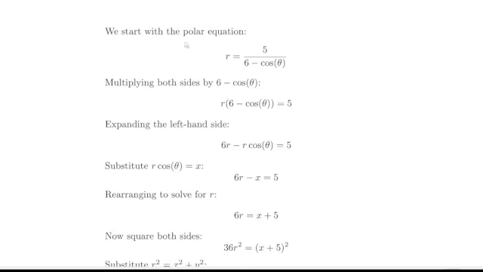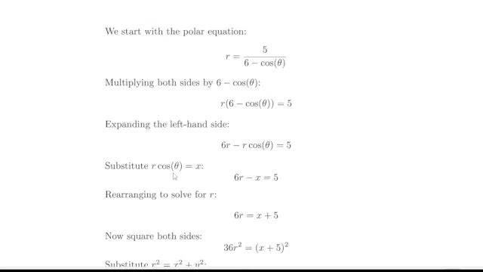In this video, we want to write the polar equation r equals 5 over 6 minus cosine theta in terms of rectangular form, and we want to write it in standard form of a circle. So first thing we're going to do is multiply both sides by 6 minus cosine theta, and we get r times 6 minus cosine theta is 6r minus r cosine theta equals 5.